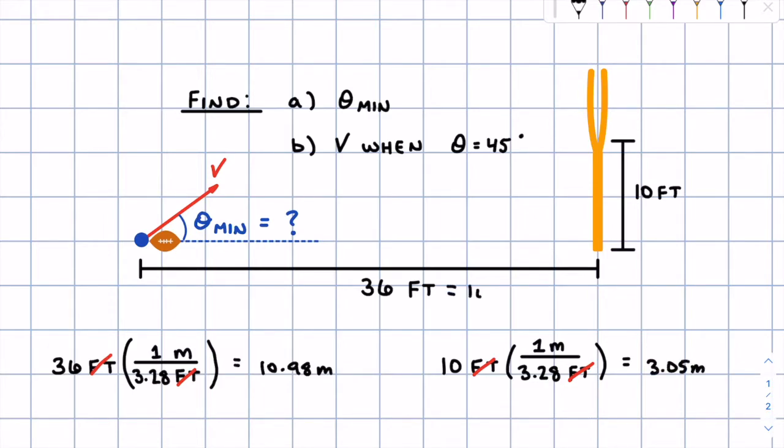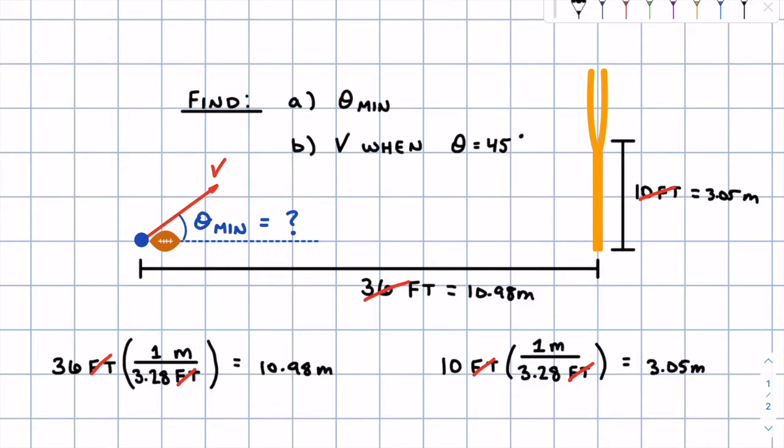So this is also equal to 10.98 meters. That's equal to 3.05 meters. Okay, so I don't like those. Let's get rid of them and replace them with meters. Next, we're going to calculate theta minimum.